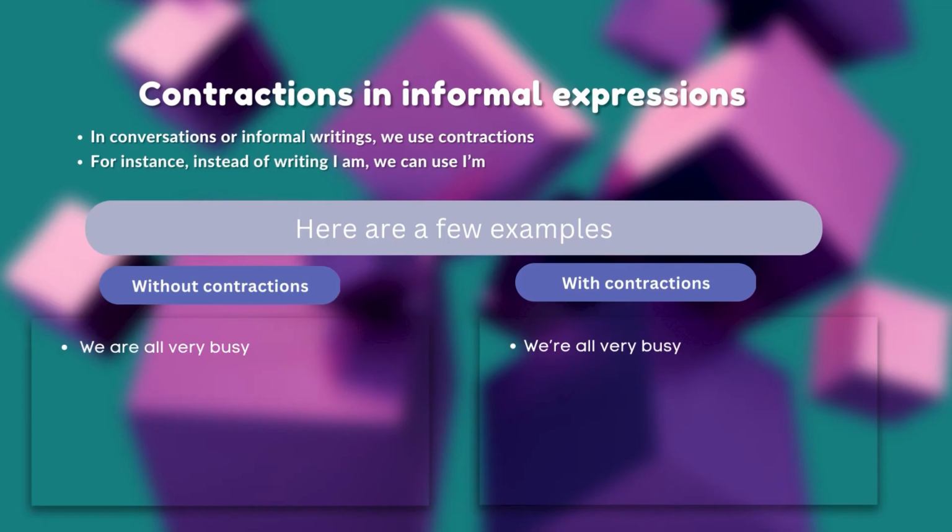Another example to make sense of the contractions and without contractions: I cannot go today, right? And what would be the conversation with contraction? I can't go today, right? So there, C-A-N apostrophe T, we use the contraction there, right, in this sentence. These are the contractions in informal expressions that we need to be aware of.